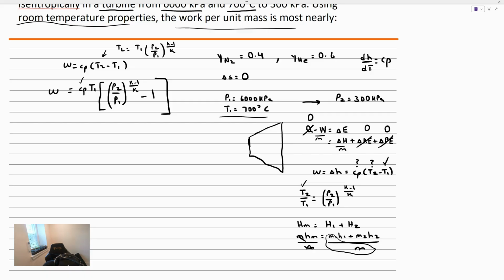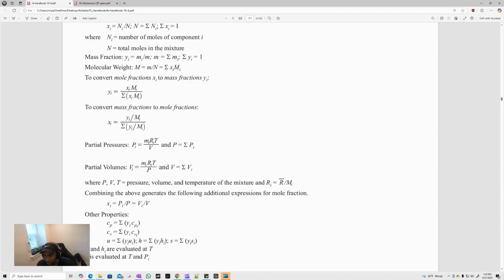So we need Cp of the mixture. We need k of the mixture, so we can do that using Cp and Cv and the mass fractions. And we know what T1 is, so we're pretty much ready to solve the problem. All we need to do is get some of that property information from the reference manual. We need to know Cp and Cv of nitrogen and helium. We're going to use those mass fractions to plug in everything into this equation here. Let's go ahead and grab those properties.